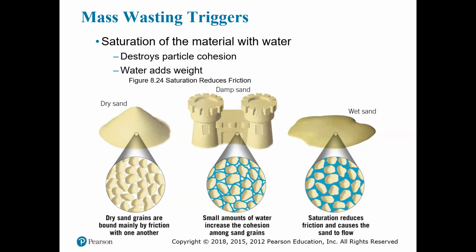When the pores in sediment become filled with water, the cohesion is destroyed. So we have dry sand, damp sand, and wet sand. In dry sand, the grains are bound by friction, so they stick together. If they get a little bit wet, it increases the cohesion, so they stick together even a little bit better. But if enough water is added, it gets in between the grains and starts to separate them, so it tends to spread out in all directions.